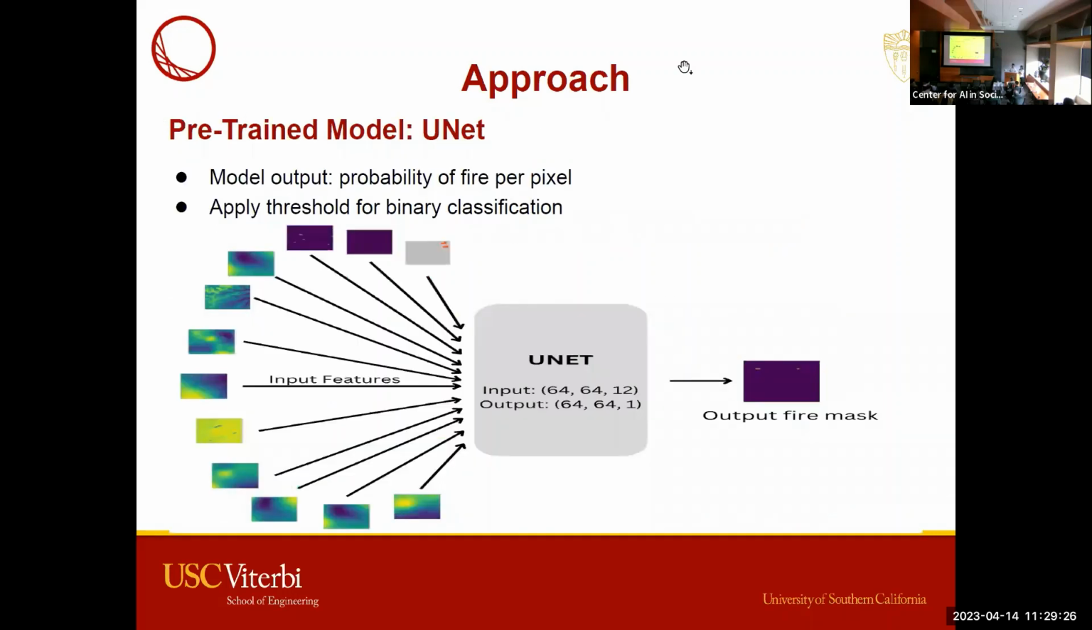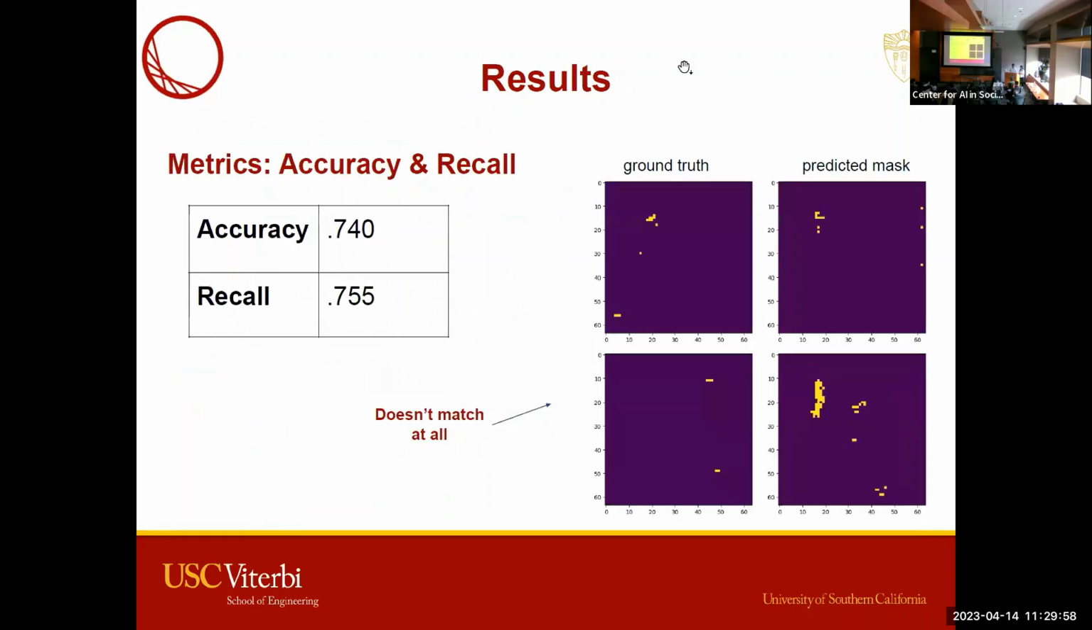So for the model, we chose to use a UNet architecture, and on the slide it says pre-trained, but actually we trained it from scratch since we weren't able to find any pre-trained models that were trained on data similar to ours. And as mentioned earlier, we put all of the 12 inputs into one 12-channel input, and we also normalized it by mean and standard deviation, and then outputted a fire mask with the probability of fire per pixel. And then we applied a threshold to classify it as fire and no fire.